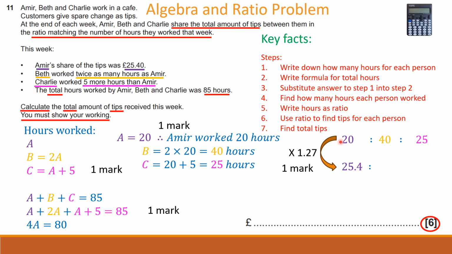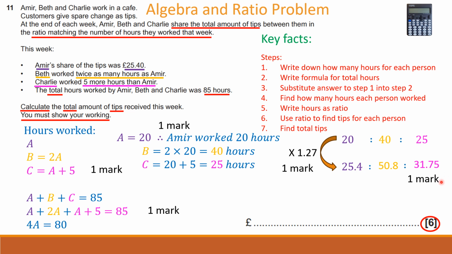Now, if I multiply 20 by 1.27 to get 25.4, I need to do the same to the other two numbers. So 40 times 1.27 will give you 50.8. Remember, you're allowed the calculator on this question, so you can just type it in on your calculator. And then 25 times 1.27 is going to be 31.75 for your fifth mark.